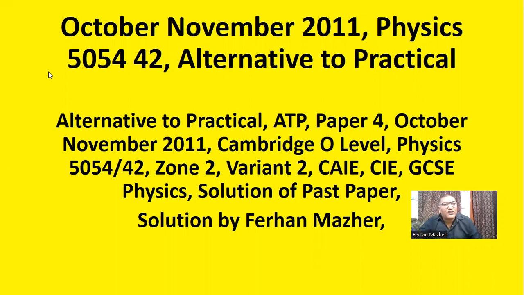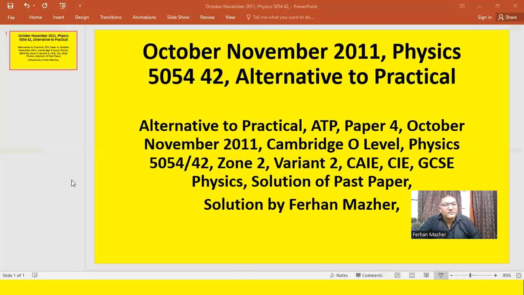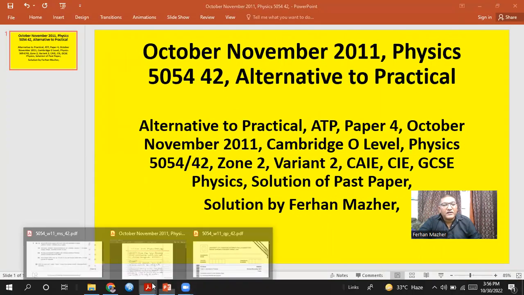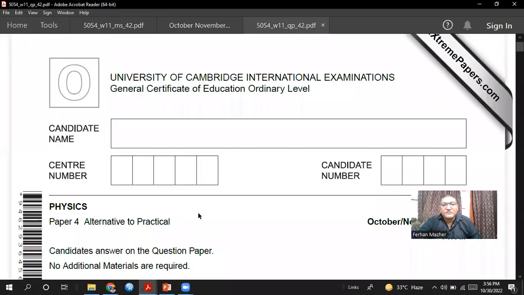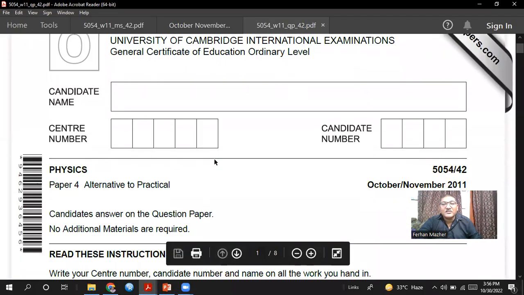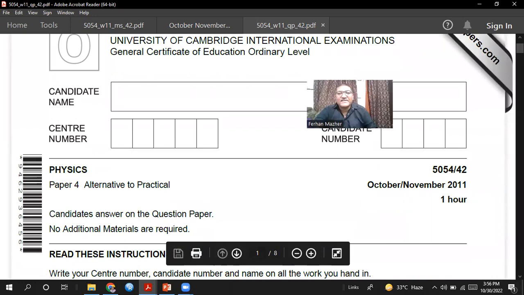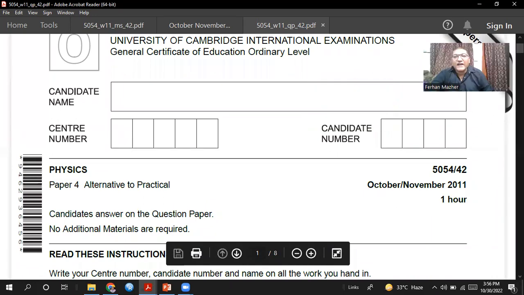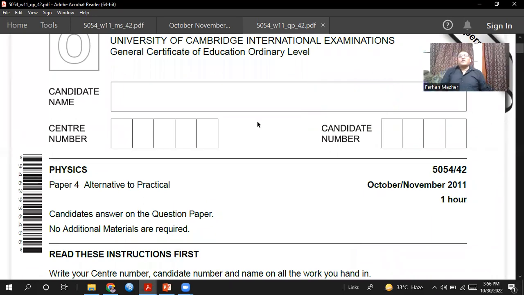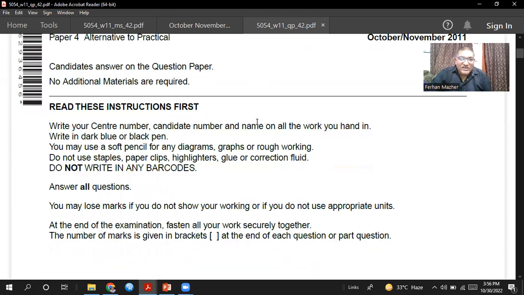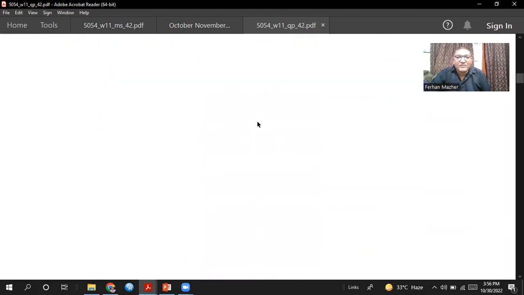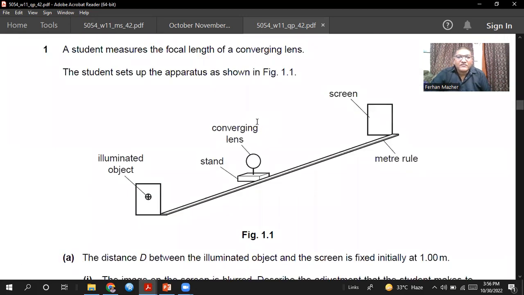The time allowed for this paper is 1 hour, and there are 30 marks. On your screen, you can see this is showing up: October, November 2011, 4-2 paper. So let's start today's paper. The first question is coming up on your screen.